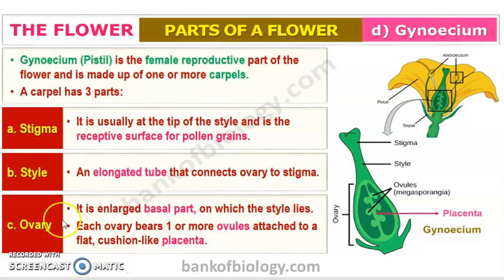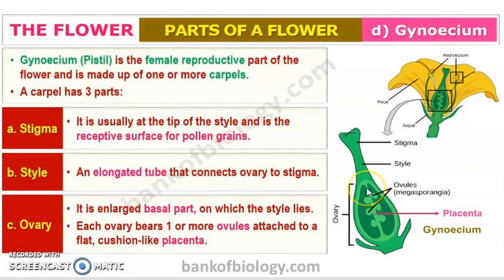And now coming to the last one, the ovary. It is an enlarged basal part on which the style lies. Each ovary bears one or more ovules attached to a flat cushion like placenta. You can see the center structure, that is called the placenta. On this placenta they are seen in different types.